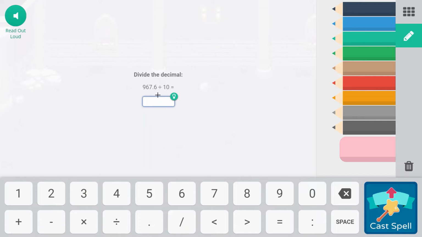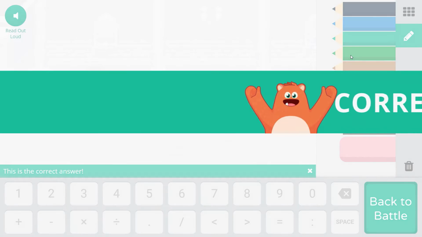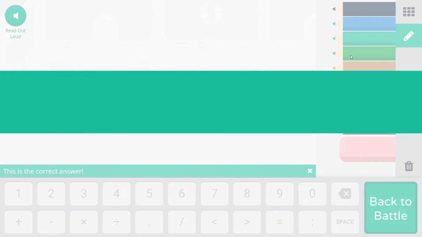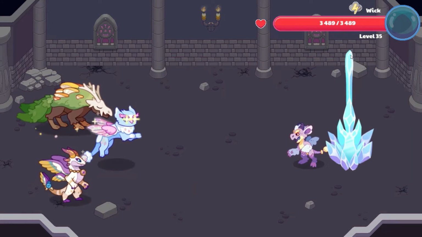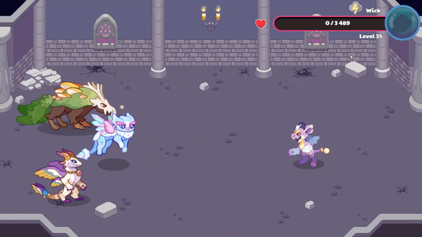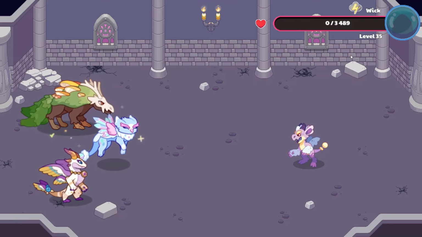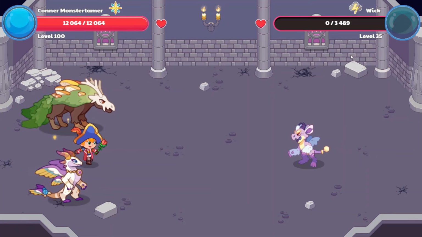And we are dividing 967.6 divided by 10. So if we divide by 10, then the number is going to end up smaller. So we move to the left. So our new number is 96.76, and because there is a 10 there, we're just really changing the place value. So the end place value is going to be different. We just augment it. And goodbye, Wick. It's a nice powerful attack there. Bye bye. All right.